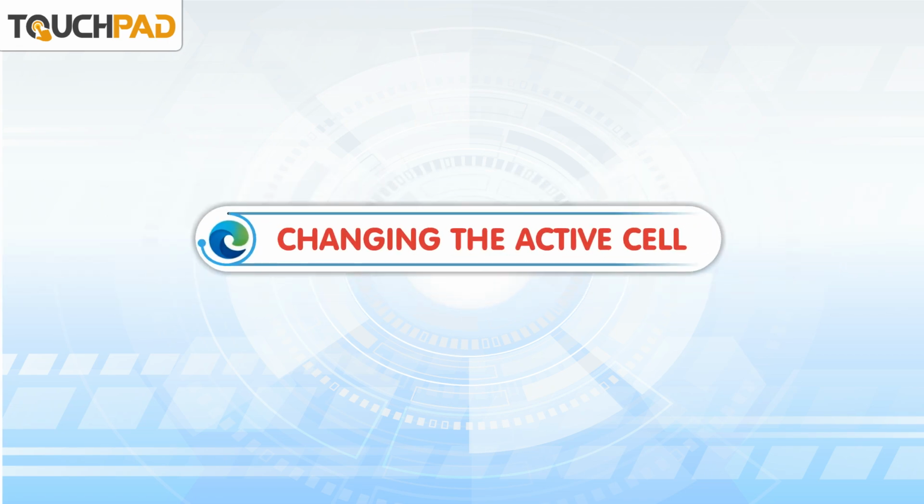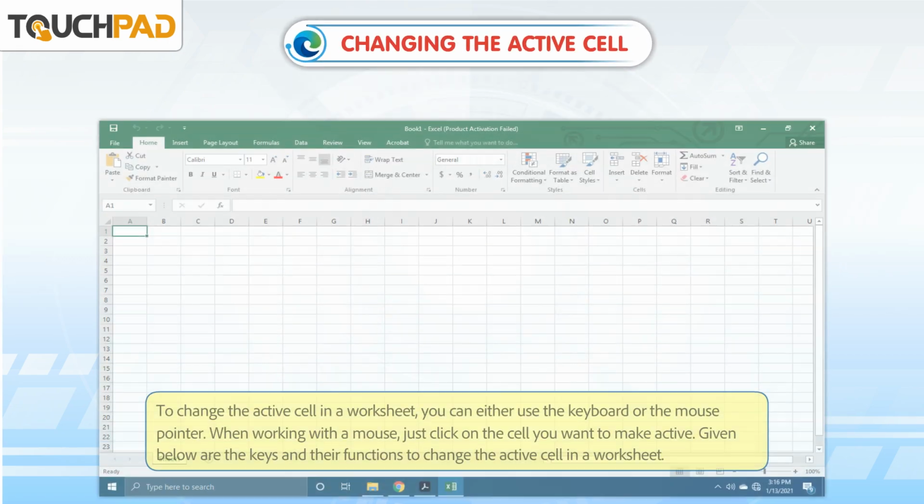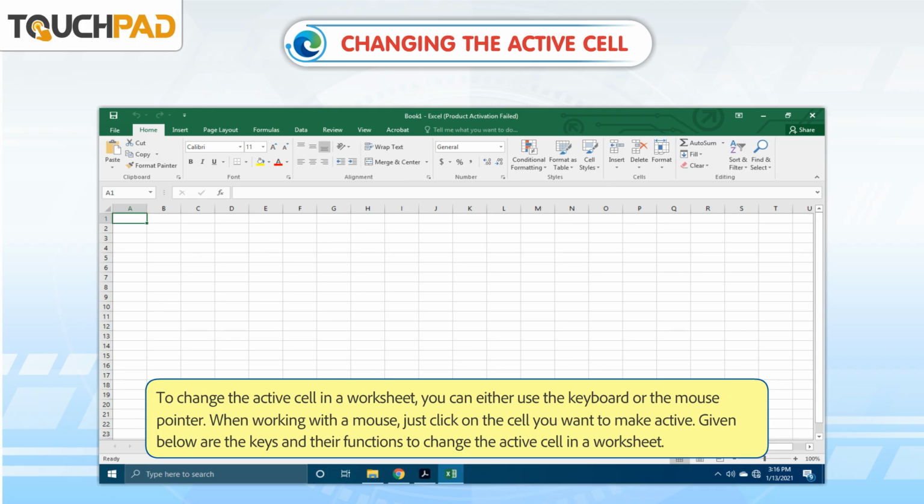Changing the active cell. To change the active cell in a worksheet, you can either use the keyboard or the mouse pointer. When working with a mouse, just click on the cell you want to make active. Given below are the keys and their functions to change the active cell in a worksheet.